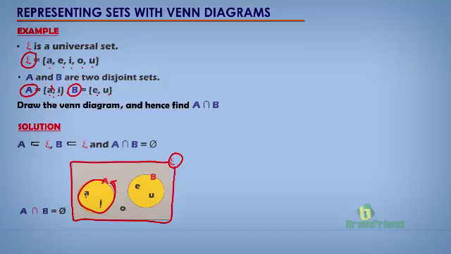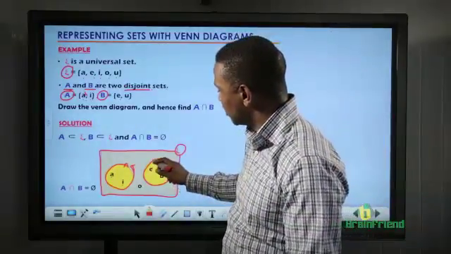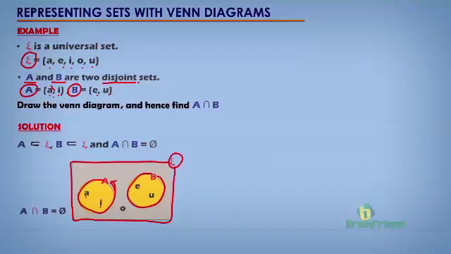Next, we also draw our circle B, taking note that our circles A and B will be depicted as disjoint sets as indicated in our problem. If they are disjoint sets, it means that they have nothing in common, so there is no intersection. Hence we have our circles separated with no form of contact between both circles. Our set B has elements E and U, so they are written within our circle.